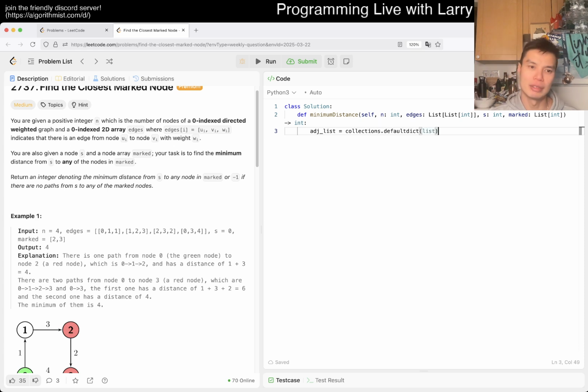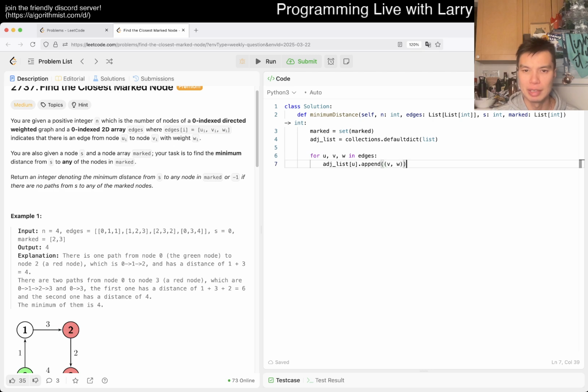One thing that I want to do is turn marked into a set, so we can do lookup very quickly. And then for u, v, w in edges, we have adj[u].append((v, w)), right? And here it is directed, so we don't have to worry about symmetry. And we start at the node S. And this is a shortest path problem.